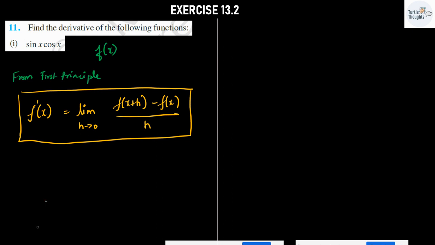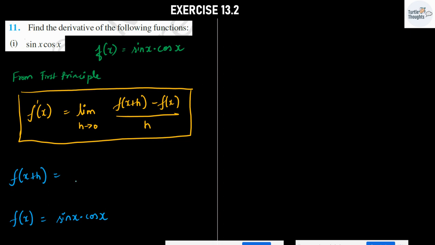Let me take the given question as f of x. F of x is going to be equal to sin x multiplied by cos x. Now I need to substitute x plus h wherever x is present in order to get f of x plus h. F of x is already given, so I can write this as sin x multiplied by cos x. F of x plus h is not given.